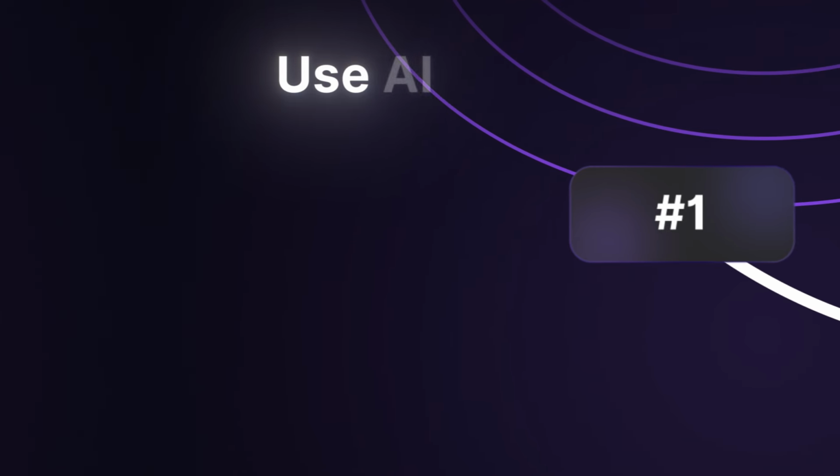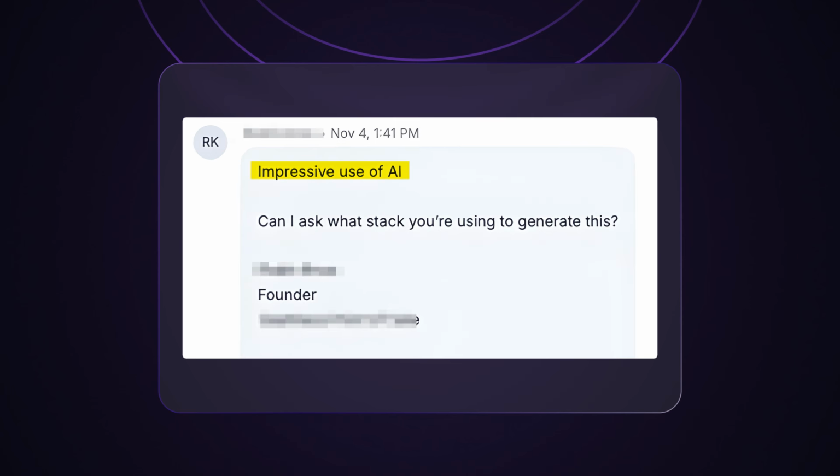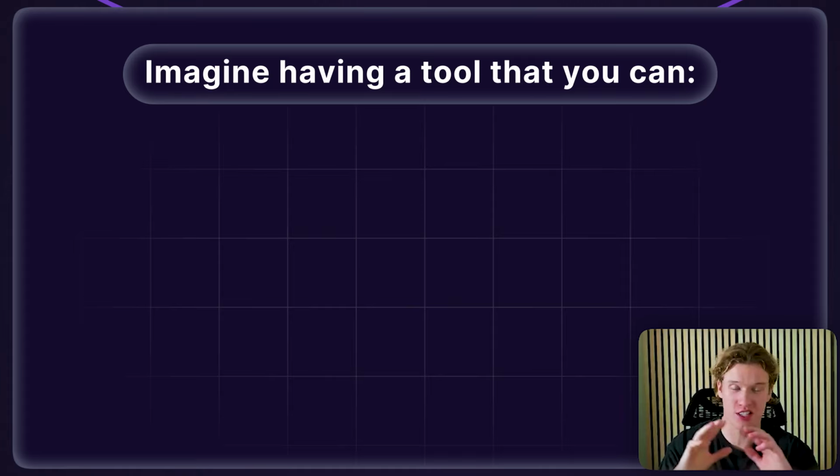So in this video, I'm going to show you 8 ways that you can use AI in your cold email campaigns, and you can get results like this, and this. The first way is AI powered research. Tools are just getting so much better.